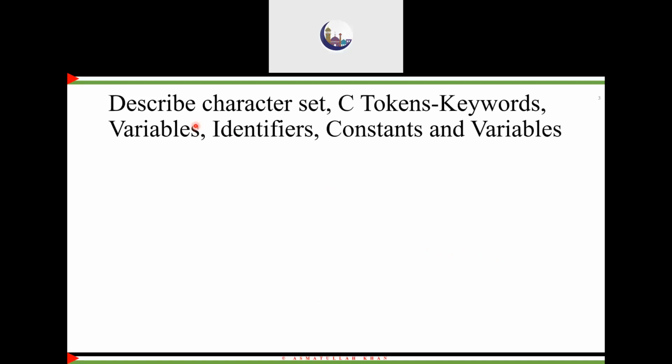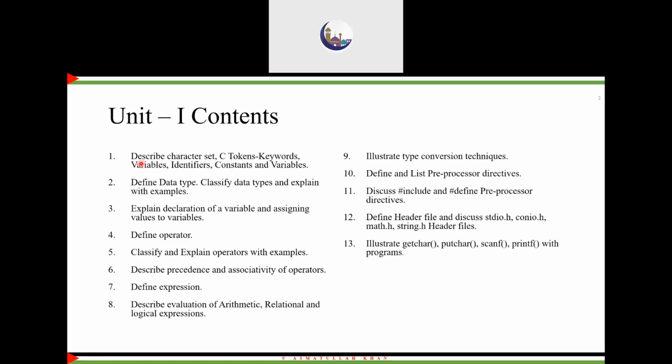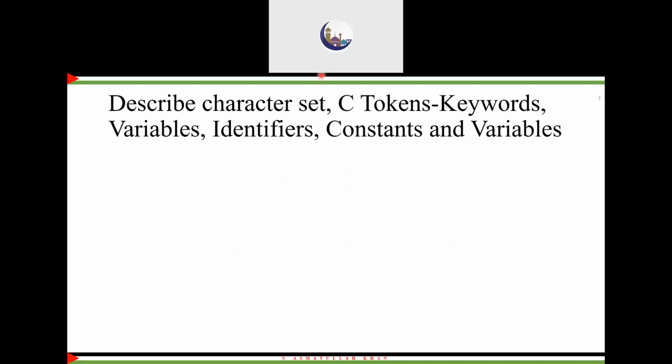So let's begin with our very first topic, which is describing character set, C tokens, and keywords. So let's quickly move ahead.